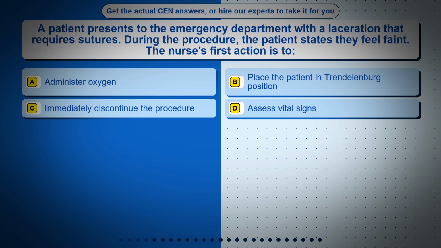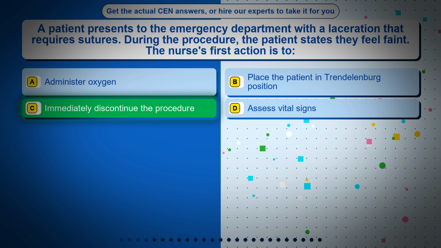Question 4. A patient presents to the emergency department with a laceration that requires sutures. During the procedure, the patient states they feel faint. The nurse's first action is to: Option A, administer oxygen. Option B, place the patient in Trendelenburg position. Option C, immediately discontinue the procedure. Option D, assess vital signs. The correct answer is Option C, immediately discontinue the procedure.